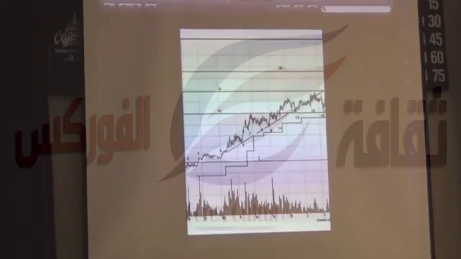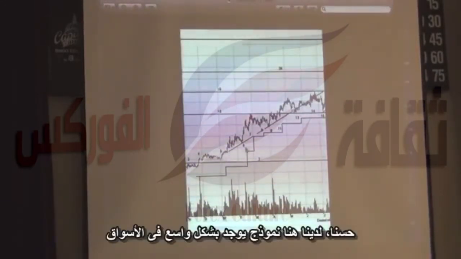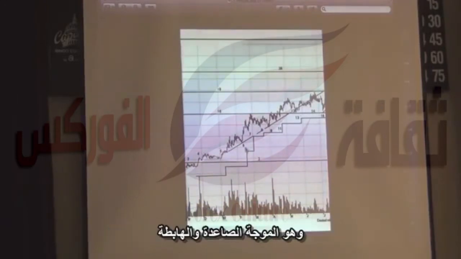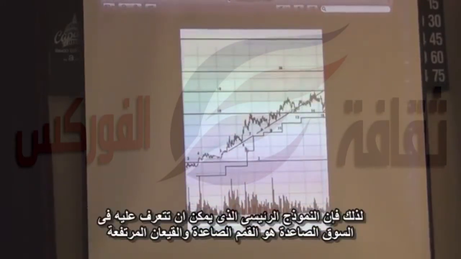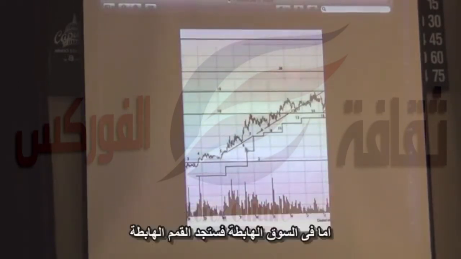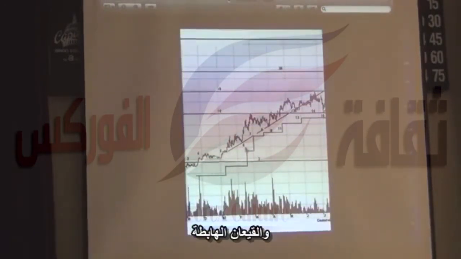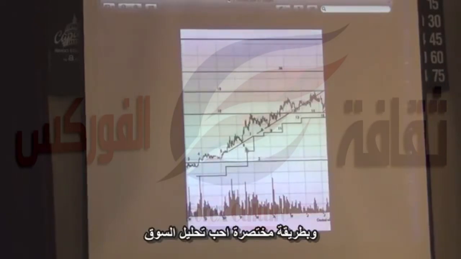Okay, so here we have a pattern which universally appears in the market, which is an up wave, a down wave, an up wave, a down wave. So the basic pattern, and the way you know that you've got a bull market, is you have higher highs and higher lows. If you have a bear market, you have lower highs and lower lows. So that is a shorthand way of analyzing the market.